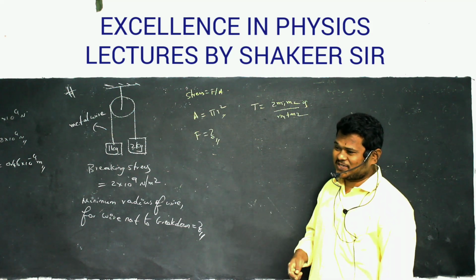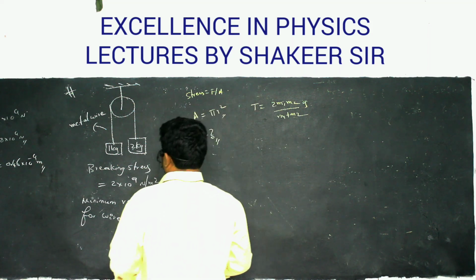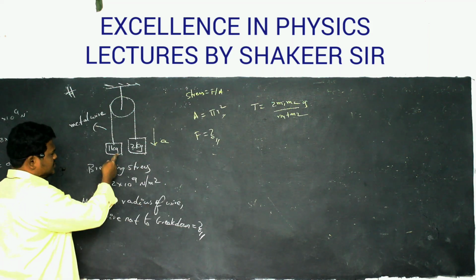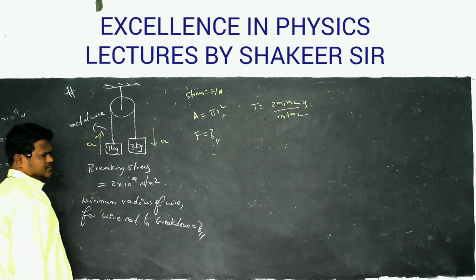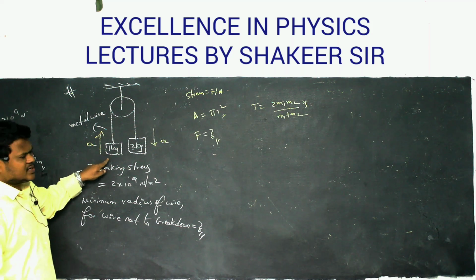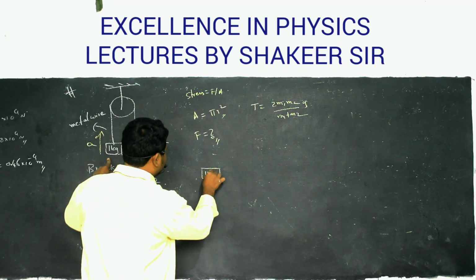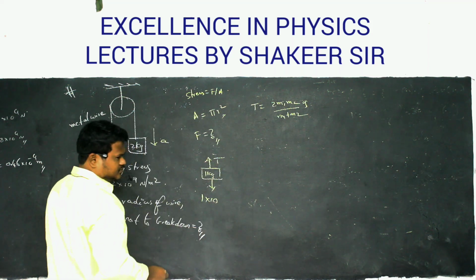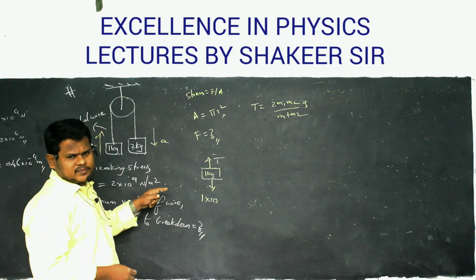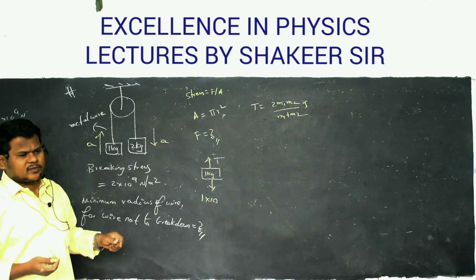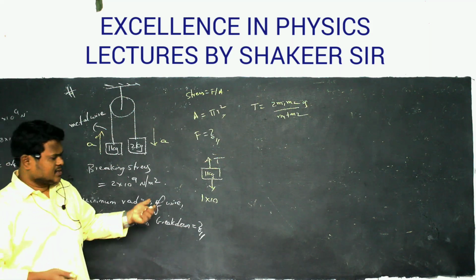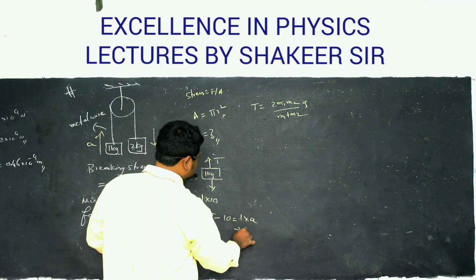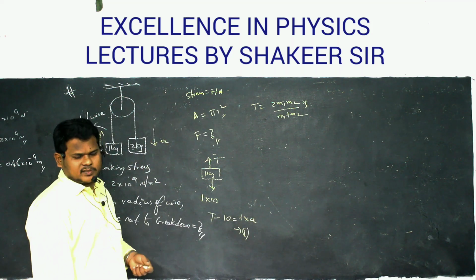Or if you don't remember this tension formula, then you can use Newton's law of motion. The 2 kg body is the bigger body. It will move downwards with an acceleration of a. The smaller body moves with the same acceleration upwards. What are the forces acting on the 1 kg body? One is tension, another is weight, 1 into 10 Newton. Tension is the bigger force, which is why it is moving upwards. So the net force relation is T minus mg is equal to ma. Mass is 1, so T minus 10 is equal to a. This is equation number 1.